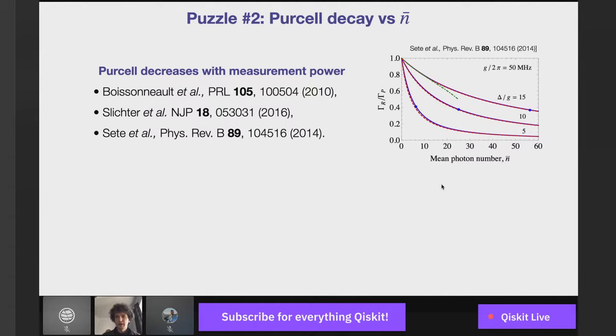So here's just one example of a plot where you see that as the measurement photon number is increased, the Purcell decay rate referenced with respect to the Purcell rate at zero drive that you would calculate is expected to decrease, and that quite dramatically. So it seems like, okay, this is actually at odds with what we see in experiments, at least.